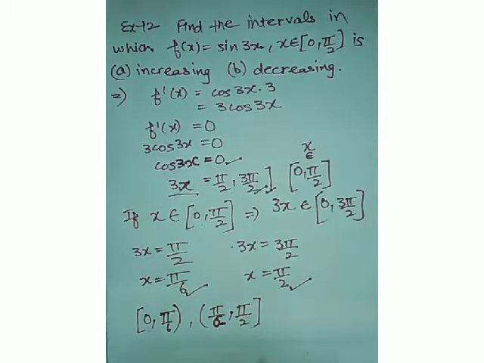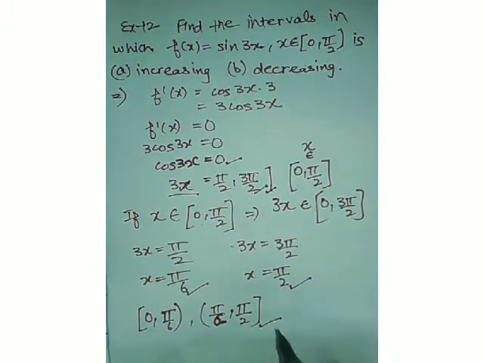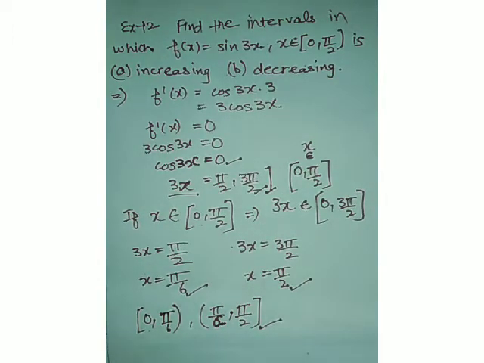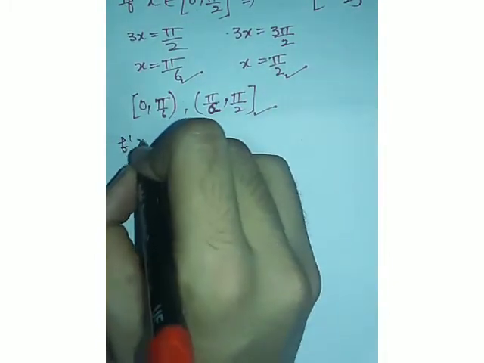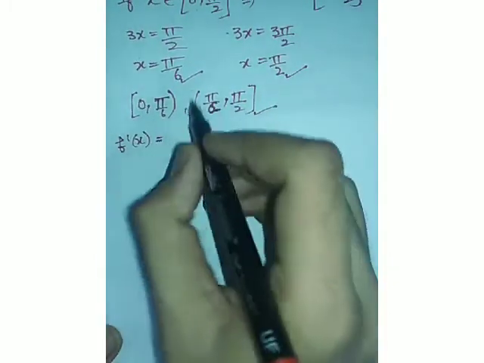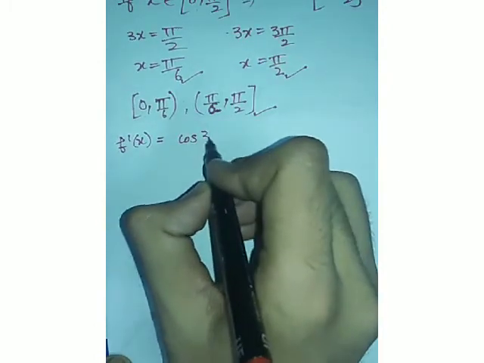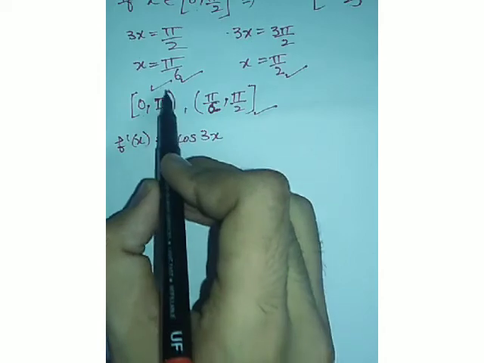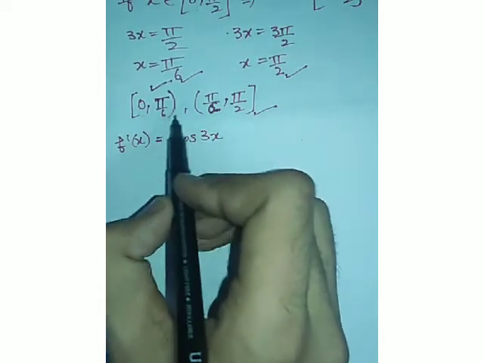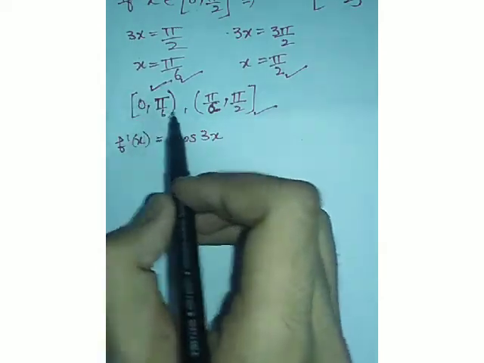Alright, now we have gotten two intervals. Now we will see in which interval the function is increasing and in which it is decreasing. So let's do that. Now we'll consider the differentiation of our function. What was the differentiation of the function? That was cos of 3x. Firstly, take this interval. Now we cannot consider the value at the edge because it's an open interval here, but we can consider 0.